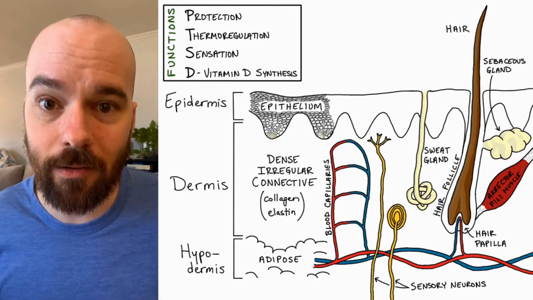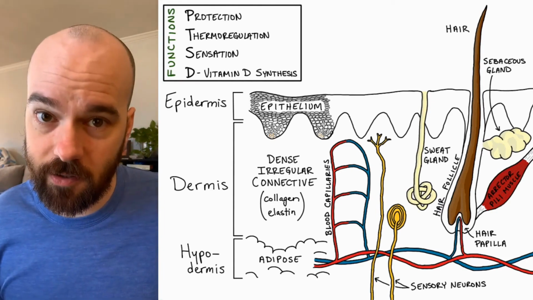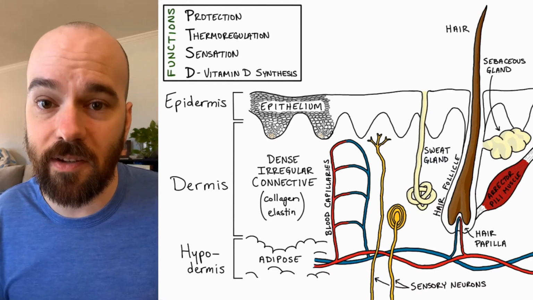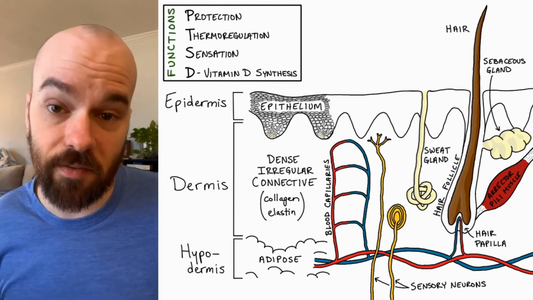All right, so those are some of the primary structures and layers of the skin. Let's do a quick recap now. There are 4 functions of the integumentary system. I use the acronym PTSD: protection, thermoregulation, sensation, and vitamin D synthesis. Our skin needs sunlight in order to synthesize vitamin D.